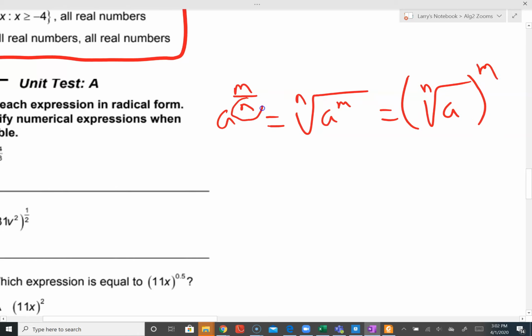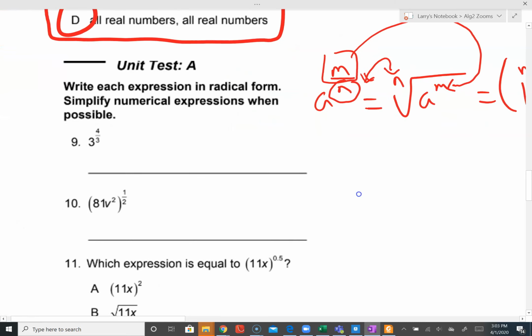The denominator is the index. Kind of makes sense. The denominator is a divide, the index is the rooting. That seems to make sense. The numerator is the power, the exponent of our radicand. All right, so 3 to the 4 over 3 could be written as the third root of 3 to the 4th, which is the same as the third root of 3 taken to the 4.